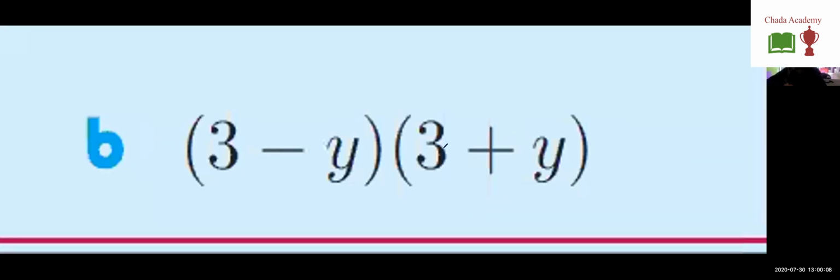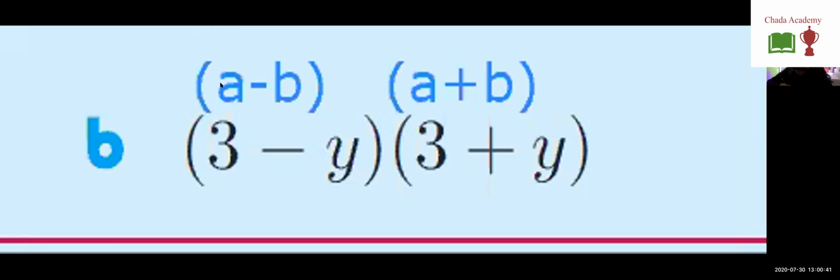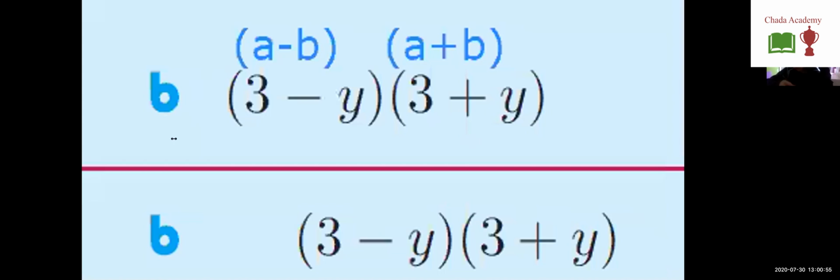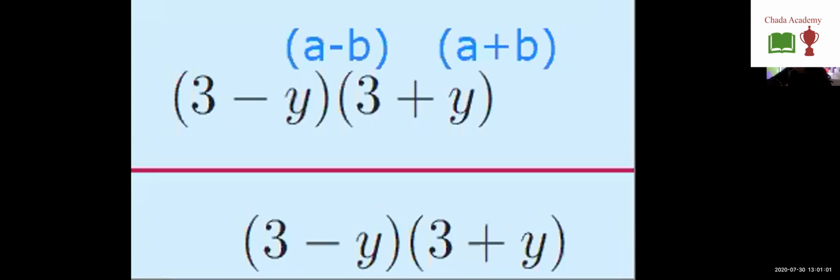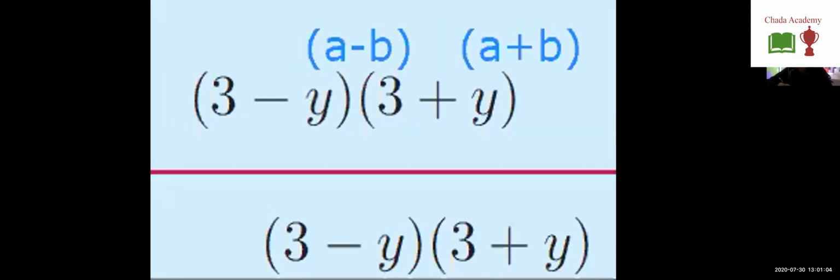3 minus y times 3 plus y. This is the same form as a plus b times a minus b. Always remember. So a is 3 and b is y. So what's the answer? 3 power 2 minus y power 2. Yes, 3 power 2 is 9. So it's 9 minus y power 2.